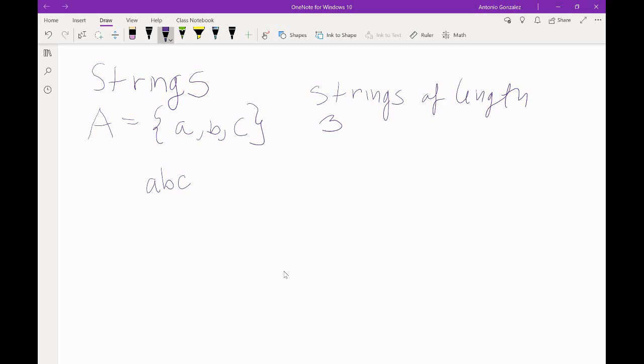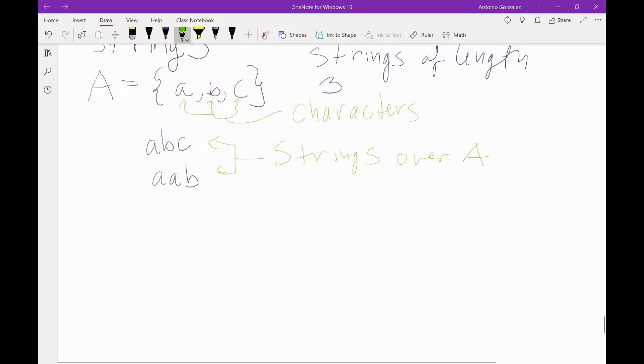Or, again, they just have to come from that set. We can use them as much as we want. We could have something like that. So these here are characters, and these are strings over the set A. All right, so let's take a look.